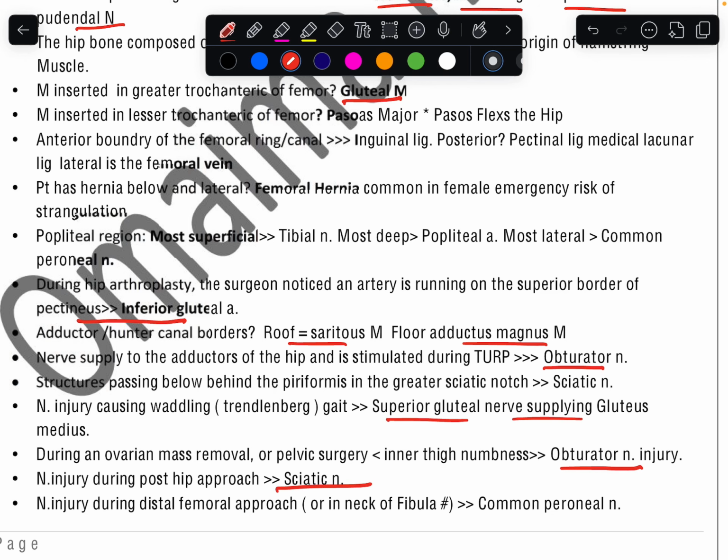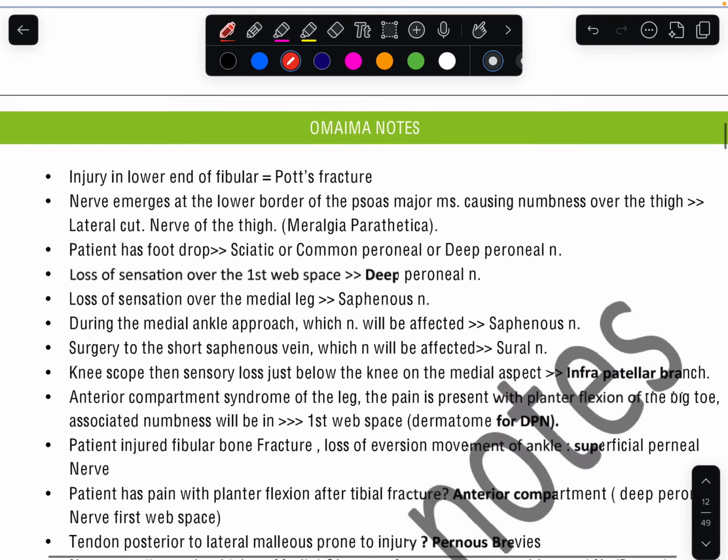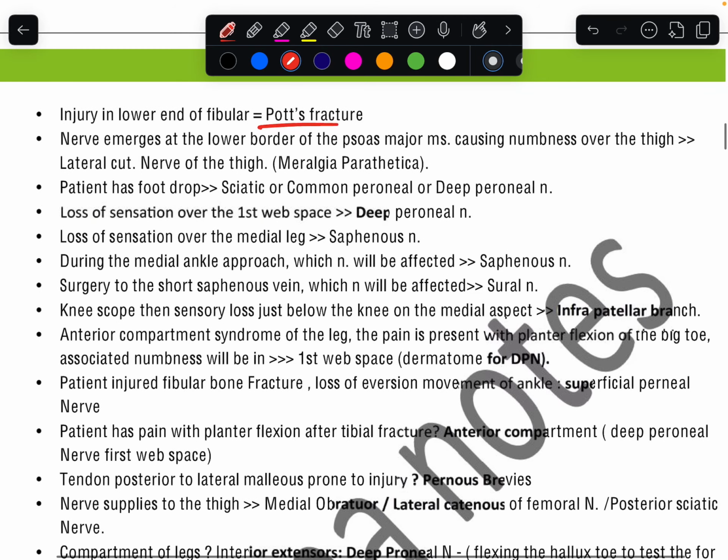Injury during posterior hip approach is sciatic. During distal femoral approach, common peroneal nerve. Injury in the lower end of the fibula, Pott's fracture. Nerve emerges at the lower border of psoas major causing numbness over the thigh: lateral femoral cutaneous nerve, meralgia paresthetica. Patient has foot drop. Sciatica, loss of sensation over the first web is deep peroneal, sensation over the medial leg.